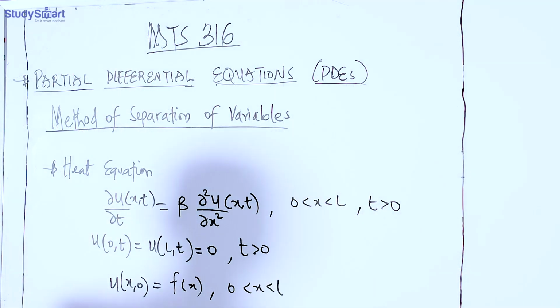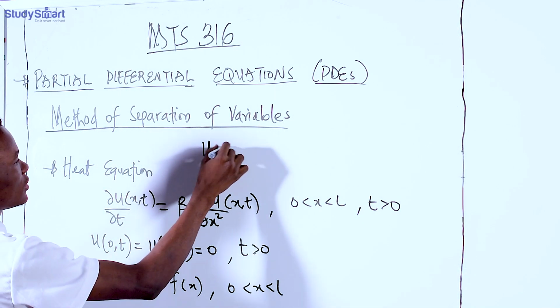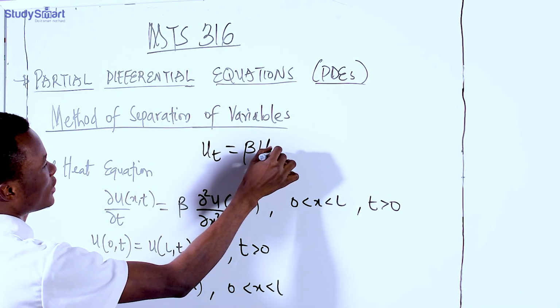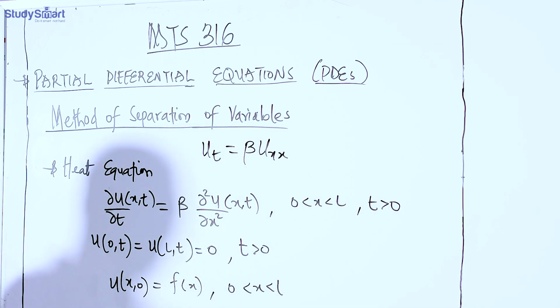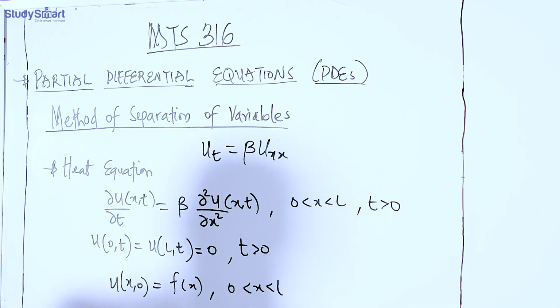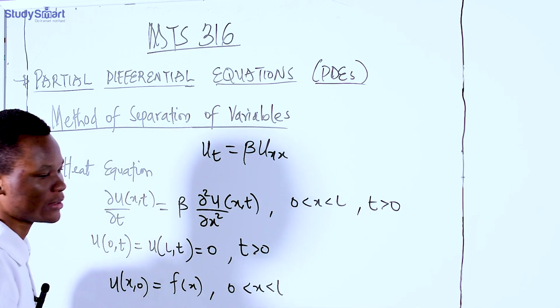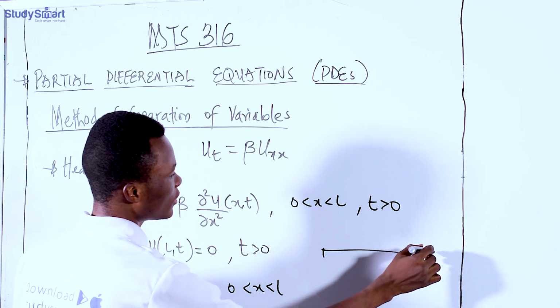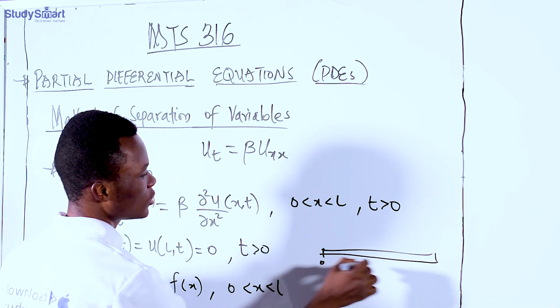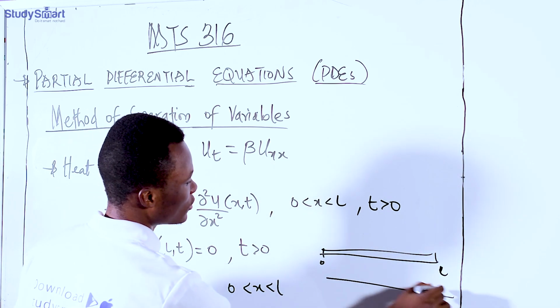So whenever you see an equation like this written as ut equal to beta uxx, this is a short form of the heat equation, and then you have partial u partial t of x comma t equal to beta partial square u partial x square of x comma t. Now we are given the length of the wire. Say you have a wire like this from 0 to L.